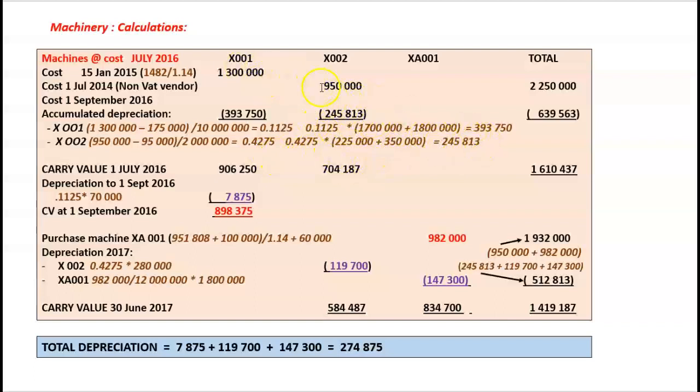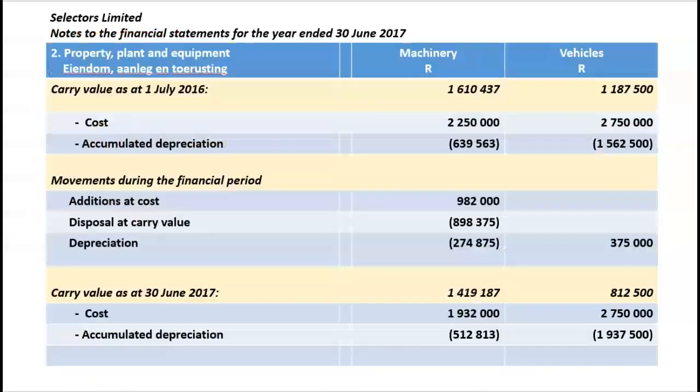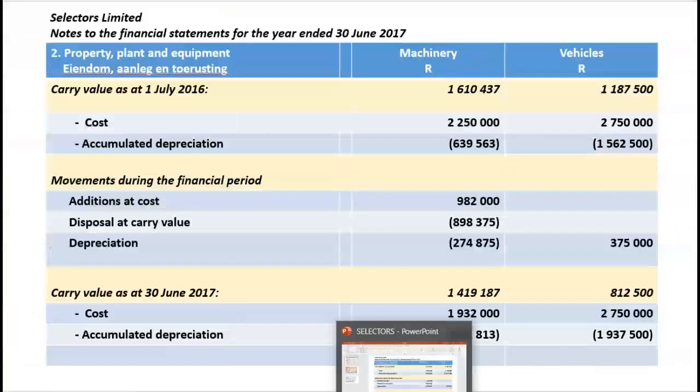So if we add the total cost prices together, the 1.3 million and the 950,000, that gives us cost price at the beginning of the year of 2,250,000. We can immediately go to our IAS 16 note under machinery. Carry value as at the beginning, cost price 2,250,000. And please complete this as you go along.